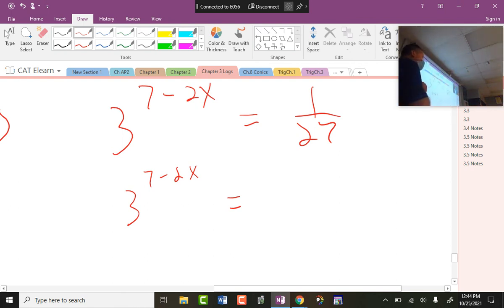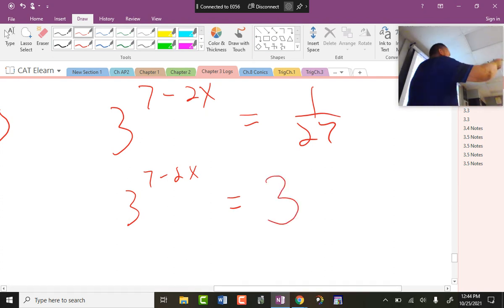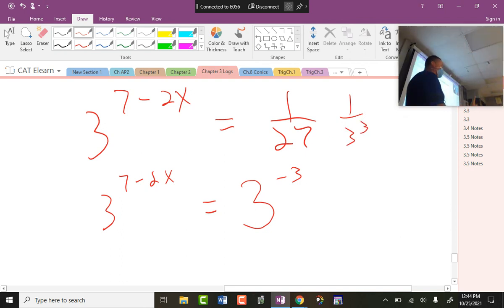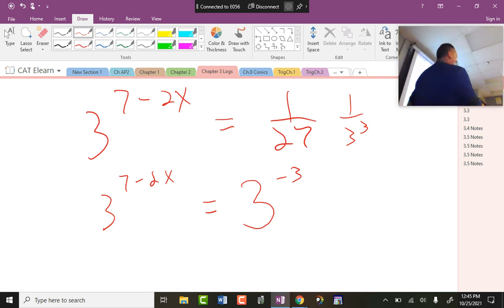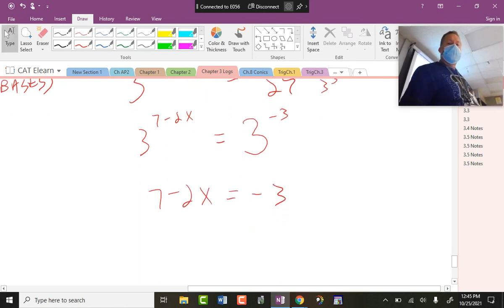Wait a minute. What's 1 over 27? 3 to what power? And that's the answer. That's numeric. You know your rules. You know that this is 3 to the negative third, because this is 1 over 3 to the third. You'd better know 27 is a cube, 3 to the third. To get 3 equals 3, that's actually 3 to the negative third. And then what you can do is drop those bases. Since they are equal now, I can drop them and then solve this remaining scenario.